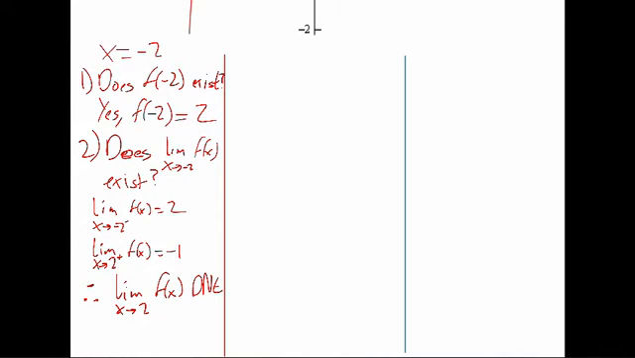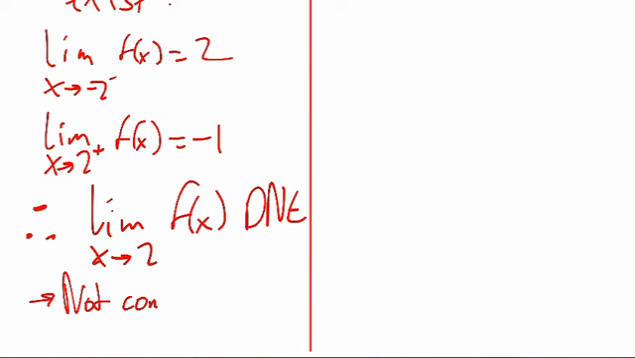And as a result, it's not continuous. Oops, sorry. Not continuous at x equals negative 2. So it's got to meet all three criteria. It's got to have an output, it's got to have a limit at that point, and the output and the limit have to be the same.